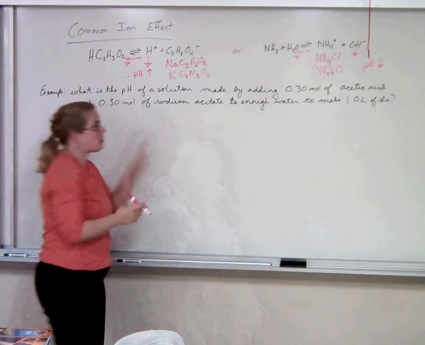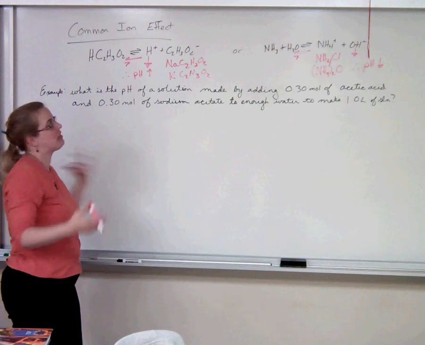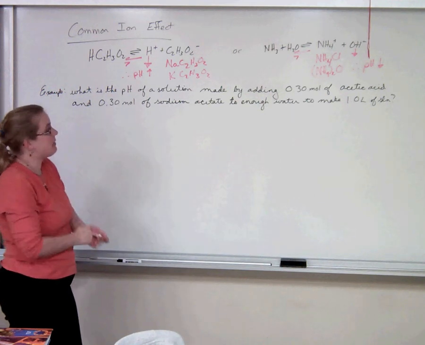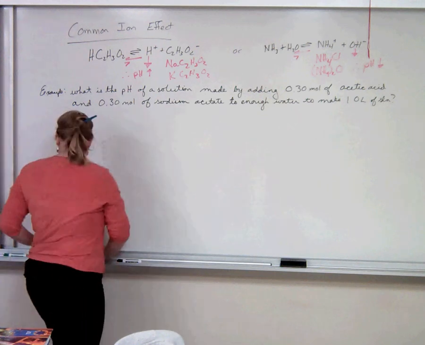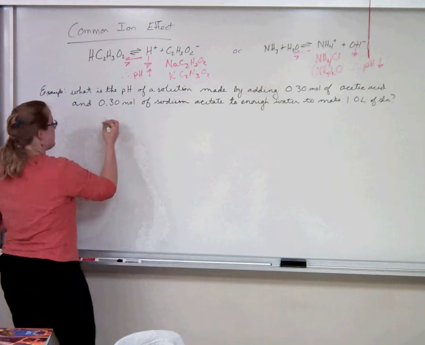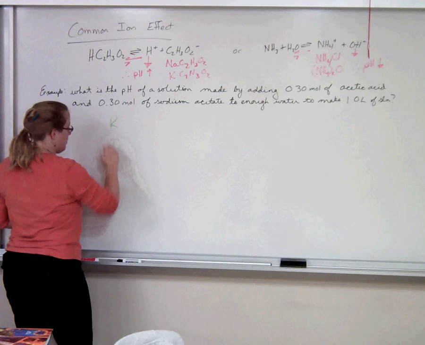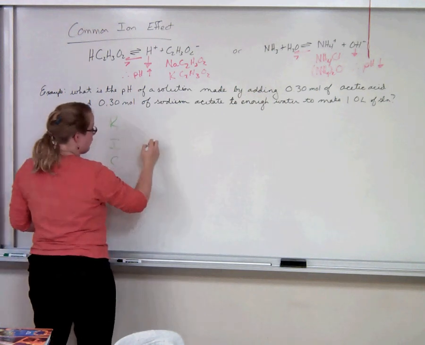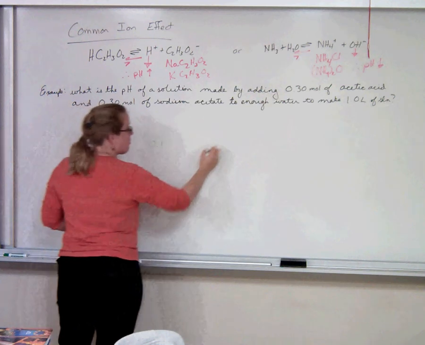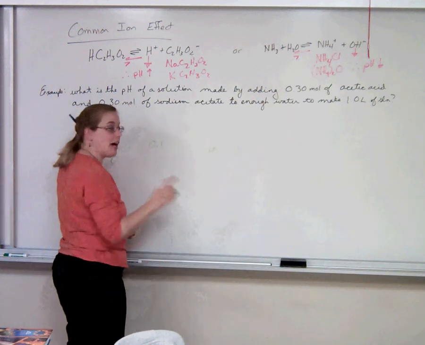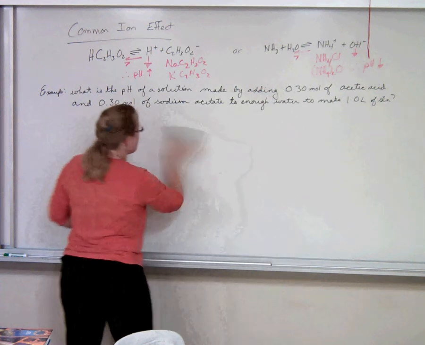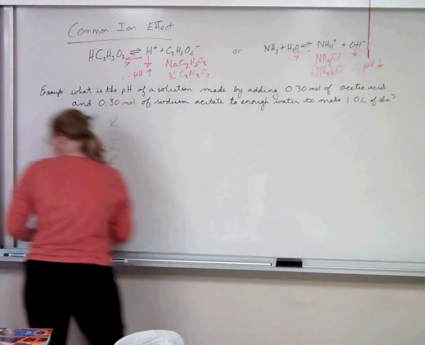So let's try some practice problems with this. What does this essentially mean as far as when we're calculating with RICE tables? This means that instead of what we're used to doing, where we have an initial for one of these and then 0 for the two products, now we're actually going to have a value for our products. So let's try this practice problem here. Let me get a better marker.